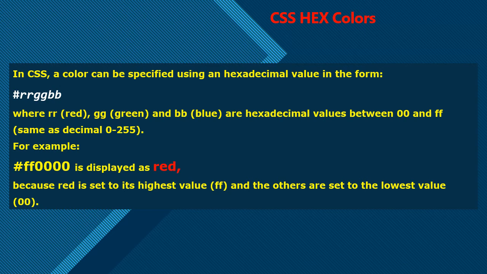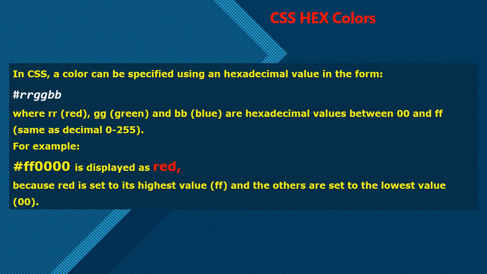In CSS, a color can also be specified using a hexadecimal value in the form #RRGGBB, where RR stands for red, GG stands for green, and BB stands for blue, and the hexadecimal values range between 00 and FF. It is the same as the decimals from 0 to 255.